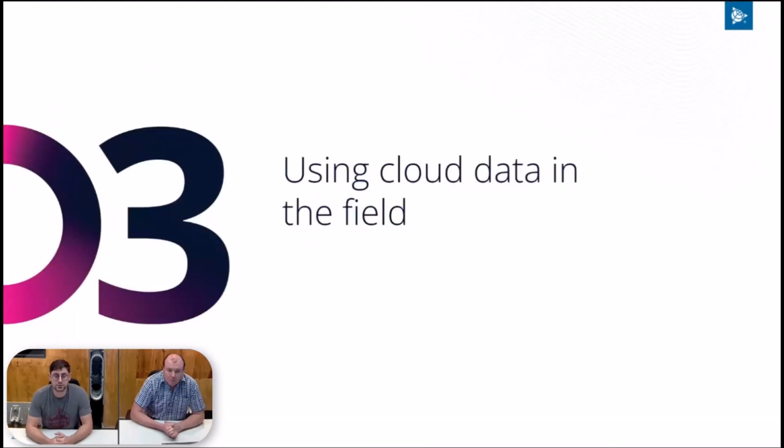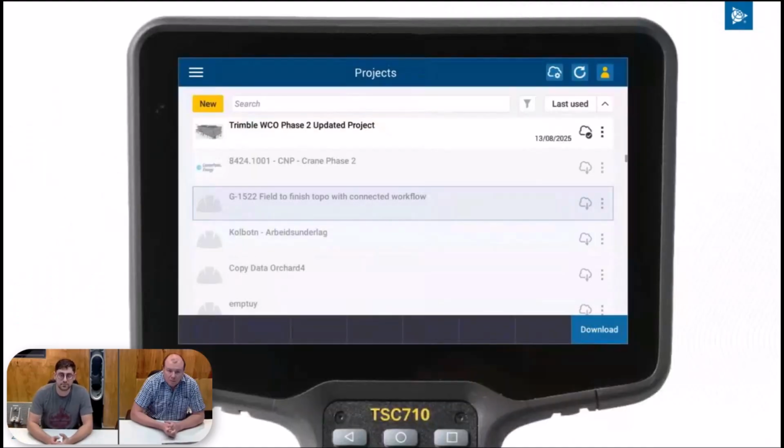So the next step is using that cloud data in the field. So how do we use that in Trimble Access? We can see here in Trimble Access, this is our project screen. All of the grayed out projects are ones that we haven't downloaded yet. So we're going to select this project to download it.